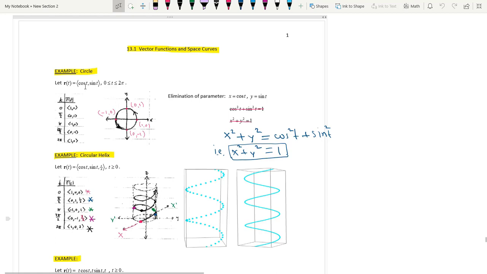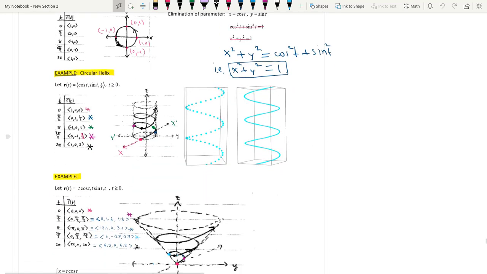You can also plot this by eliminating the parameter. Here x is cosine t and y is sine t. If you square both of them and add them together, then x squared plus y squared equals cosine squared t plus sine squared t. We know cosine squared t plus sine squared t equals 1, so x squared plus y squared equals 1. This is the equation of a circle, centered at (0, 0) with radius 1.